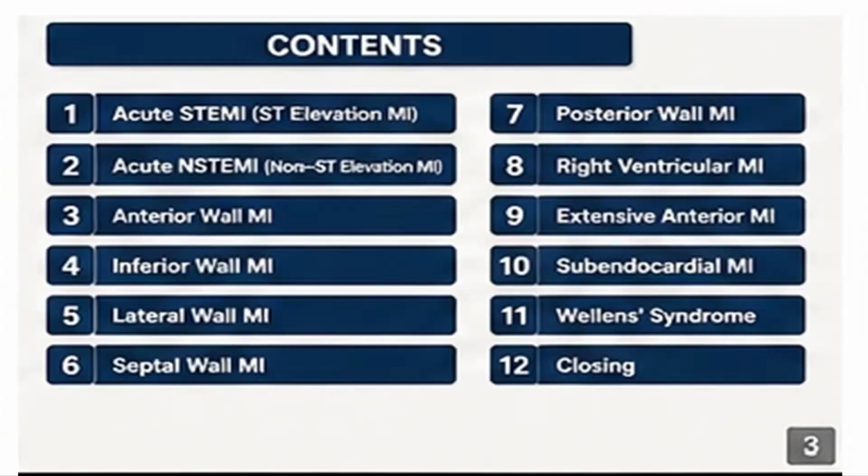In this video, we will cover acute ST elevation MI, acute non-ST elevation MI, anterior wall MI, inferior, lateral, septal, posterior wall MI, right ventricular MI, extensive anterior MI, subendocardial MI, Wellens syndrome. Remember one rule: the ECG lead showing the abnormality points towards the injured part of the heart.